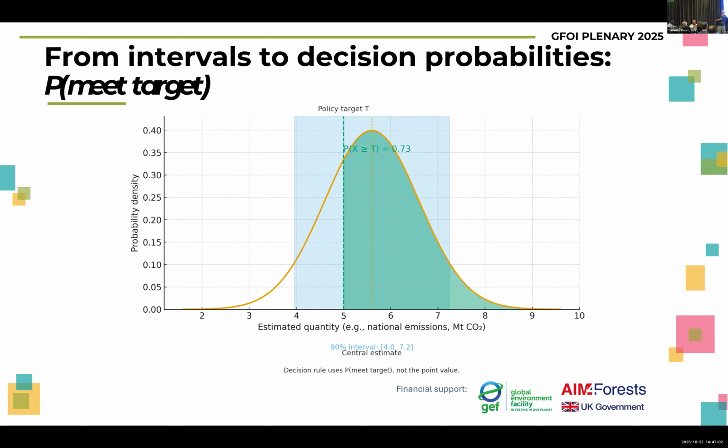So again, just a reminder, it's basically the same slide as before. What we're aiming at is to go from intervals to decision probabilities. This is the same situation as before. We have a target, in this case a slightly different target of 5. So we have an expected value, and we have a target that the politicians want to happen. This is the threshold value for the decision. And in this case, the probability that our sea level rise is larger than 5 is 0.73. The same concept, just as a reminder.